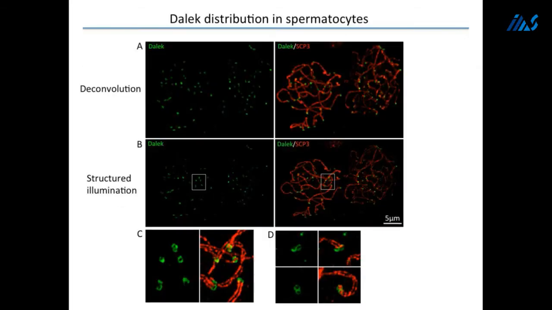Okay, so where is Dalek 6, or Dalek? Lo and behold, it localizes precisely to the telomeres, the tips of these synaptonemal complexes, which you can see using conventional deconvolution as well as in structured illumination. However, in structured illumination, you can see that it appears as a little ring at the tip of each axial element. When you have unpaired chromosomes, you see a single ring, and when they come together, you see a little double ring.